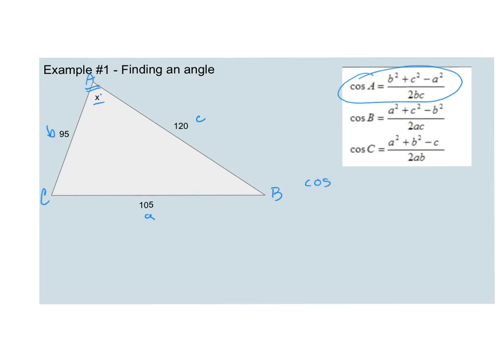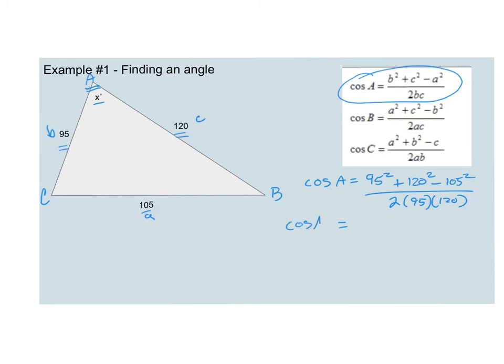The cosine of A is equal to b squared plus c squared minus a squared over 2 times b times c. Now, unlike the one we just did where I said you should do it in your calculator all at once, when you're doing this one, it's much easier to do the top in your calculator, then do the bottom in your calculator, and then put it all together.